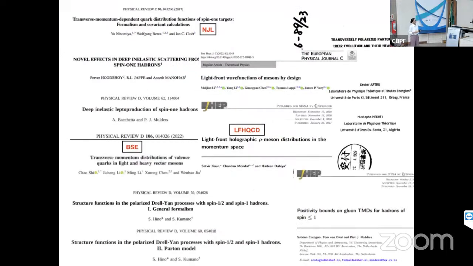These are a few publications which hold the model calculations for the rho meson, or the study of spin one targets in momentum space. And there are also some basic formalisms on this spin one structure.